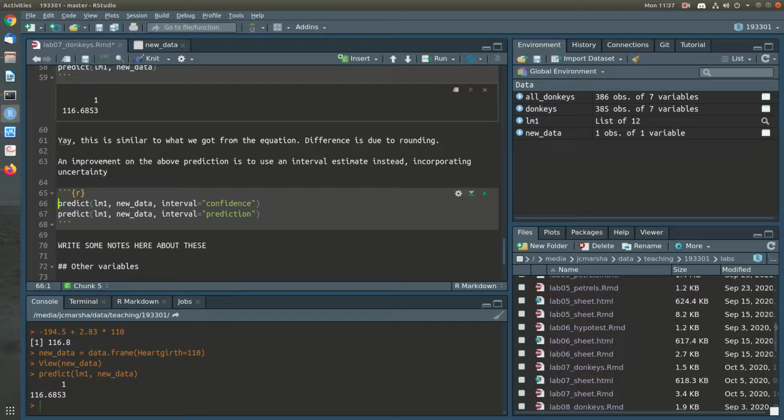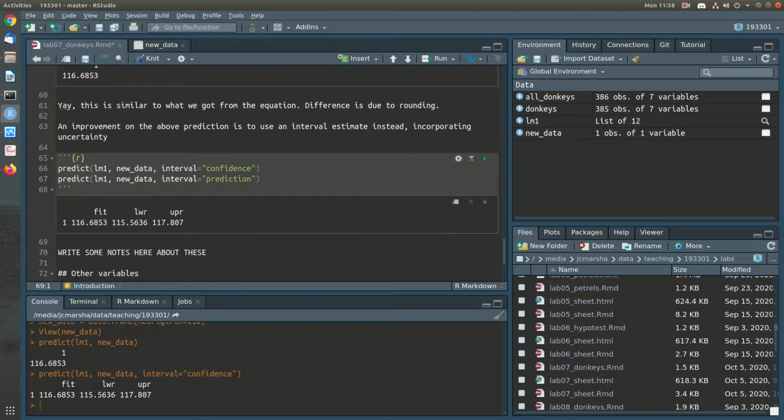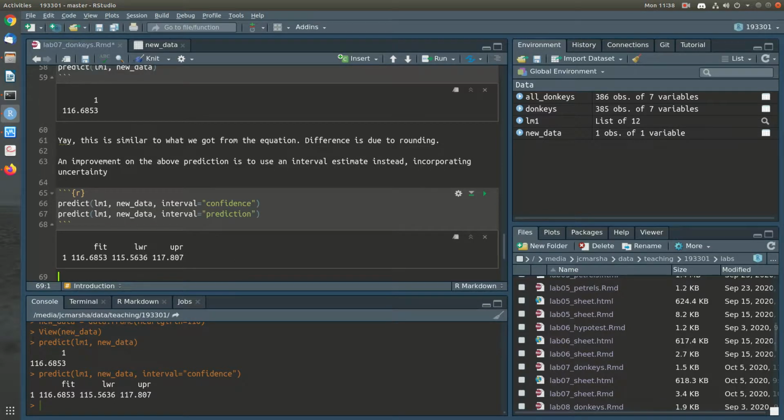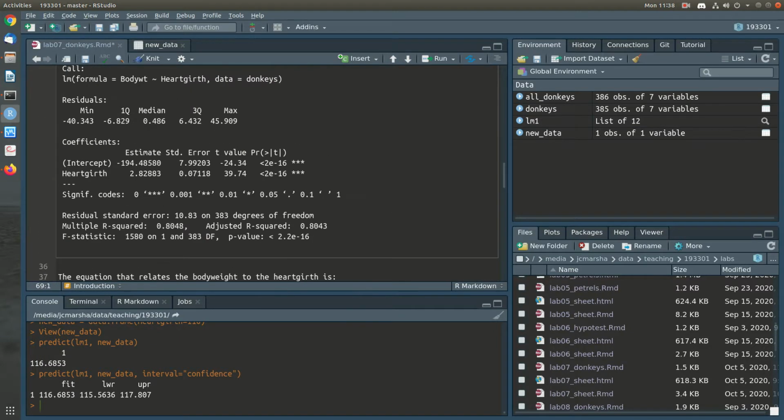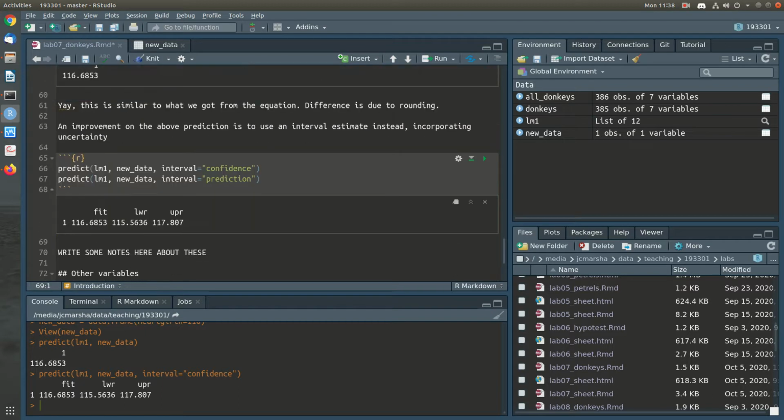This first line here creates a confidence interval. It gives us this answer here where we have the fitted value, which is the same as we got from our predict, right? So that's our best guess at what the answer is, which is kind of assuming that these numbers are perfectly correct. But then we have a confidence interval. We have a lower possible value and an upper possible value, which is a 95% confidence interval for that value.